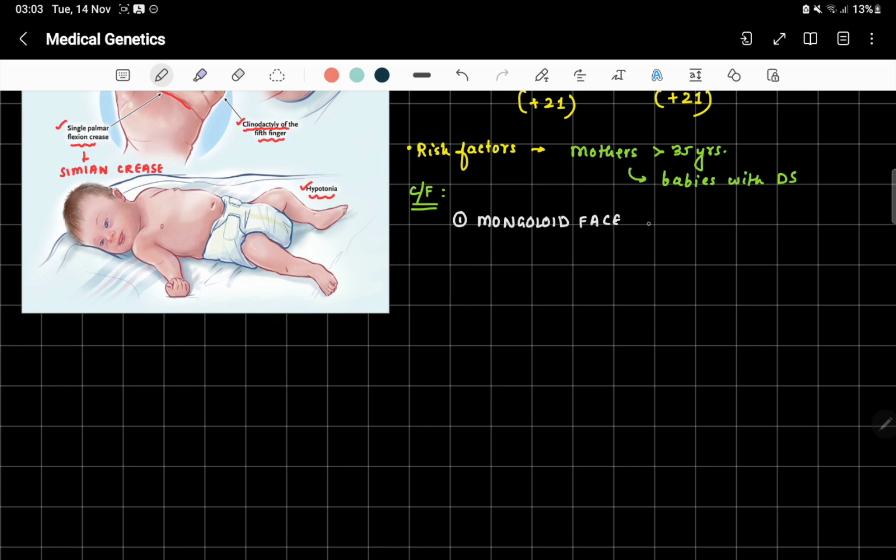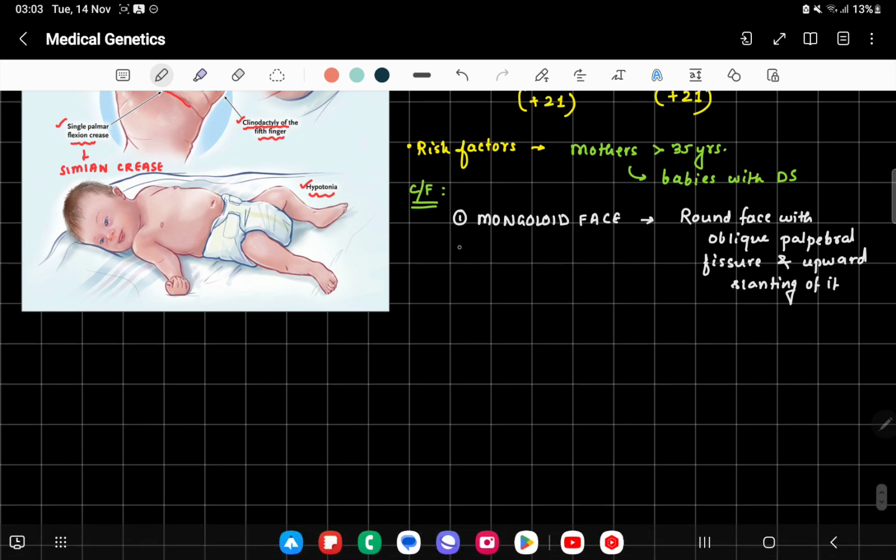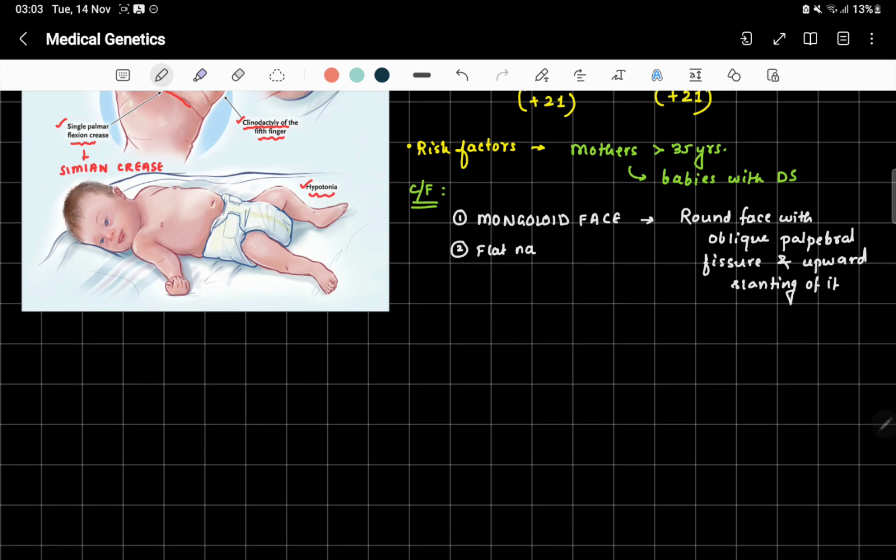Mongoloid face. How will you describe a mongoloid face? It is a round face with oblique palpebral fissure and upward slanting of it. The palpebral fissure will slant upwards. Then you have flat nasal bridge. Then you have low set ears, same feature as Credo chat, low set ears.